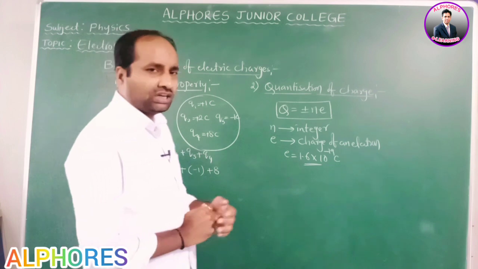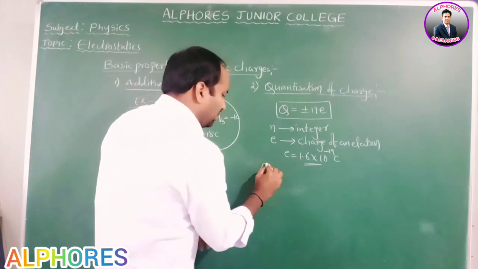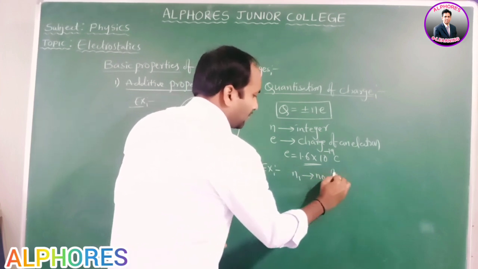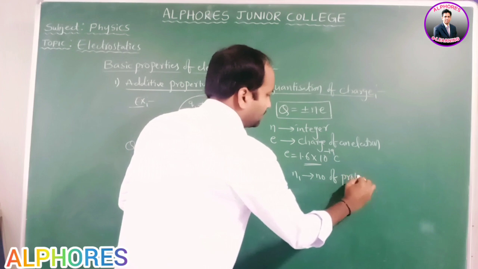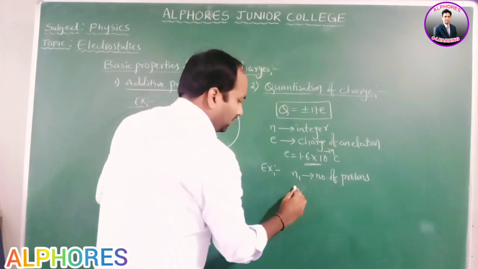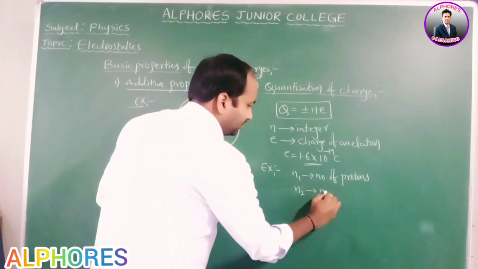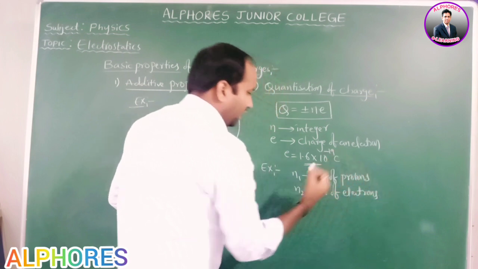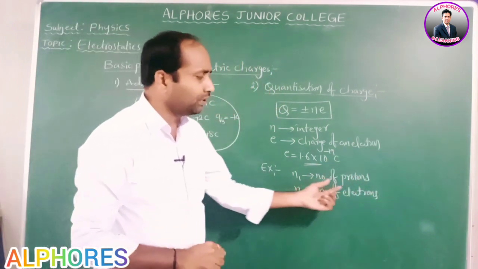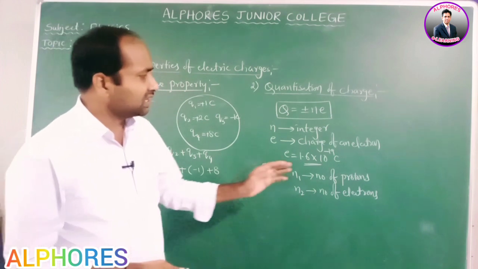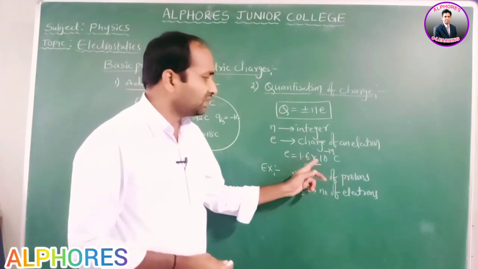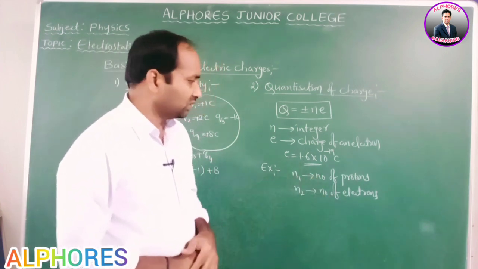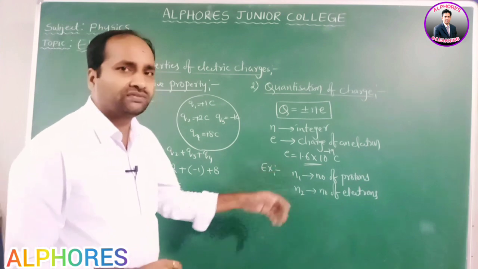Suppose you take a body that contains n1 number of protons and n2 number of electrons. We know that the magnitude of the charge of the proton and electron is 1.6 into 10 power minus 19. Protons have positive charge, electrons have negative charge. Then what should be the total charge of that body?